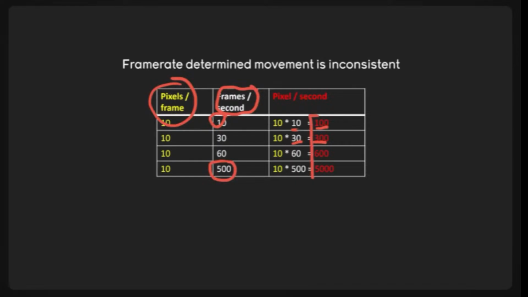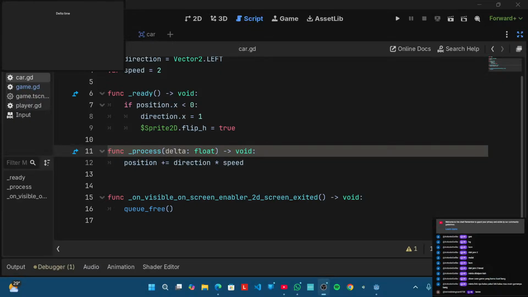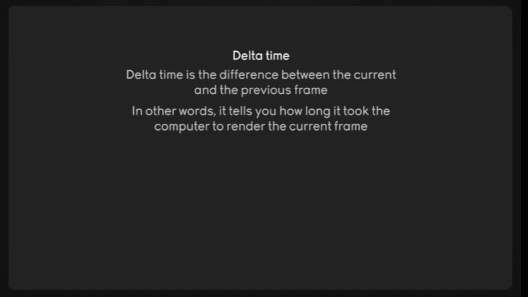Which for our game is going to be a problem because, well, you can see it here. If our pixel movement is 100 pixels per second or 5000 pixels per second, the game is going to feel significantly different. Or in other words, the movement speed of your game will change depending on the computer. And this is really, really not good. Just imagine any game where the movement speed could either be 100 or 5000. No game would work like that. And as a consequence, we have to account for it, which we are doing via delta time. All that this concept describes is the difference between the current frame and the previous frame. Or in other words, it tells you how long it took your computer to render the current frame.